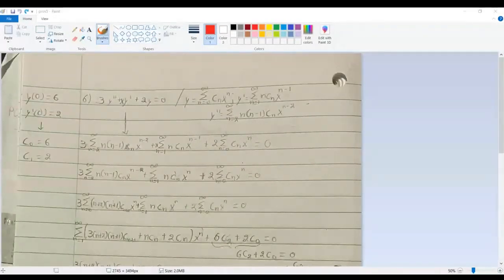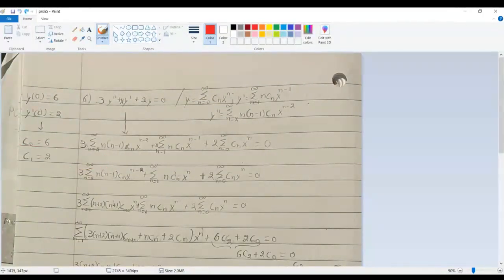Hello, can you see it? Yeah. Okay, so I'm just doing question 6 from 14, which honestly has the same procedure as the problems from number 13, from what I know at least, hopefully.